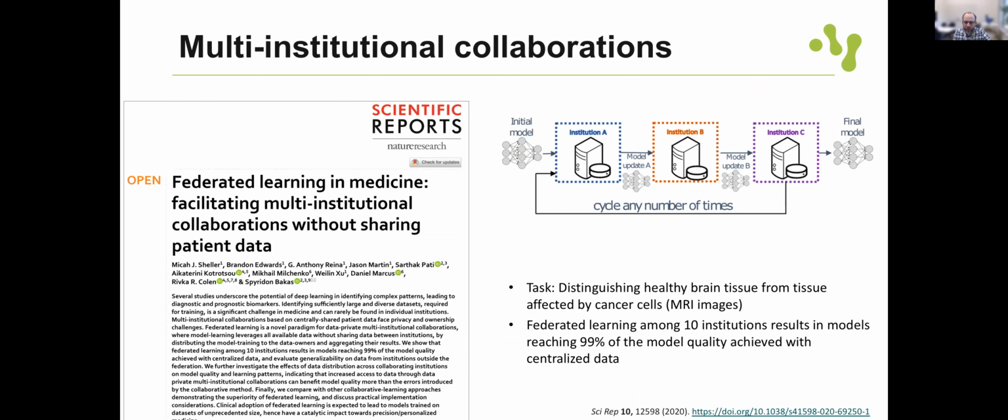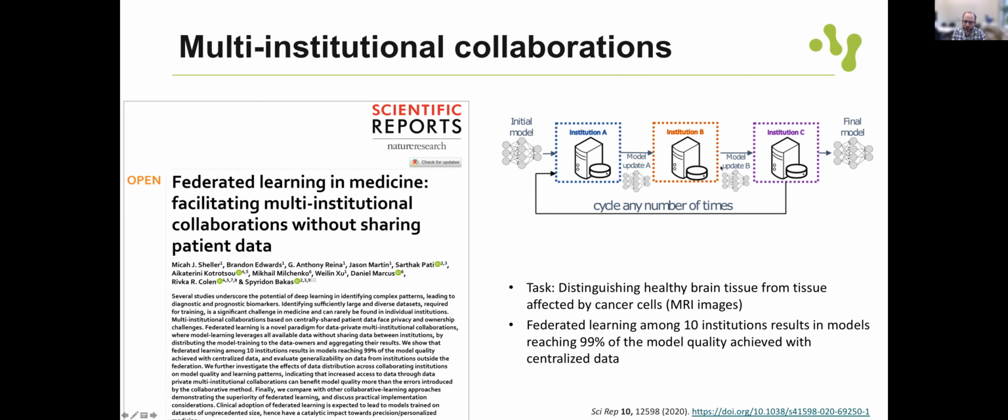So there have been some recent publications that have received some attention. I like this report that came out last year, Federated Learning in Medicine, where they showed that federated learning among 10 institutions resulted in models that reached 99% of model quality when compared to centralizing all this data. And they do a simple federated learning, where they have a model that they then send around and do incremental updates across the departments until you reach a final model.